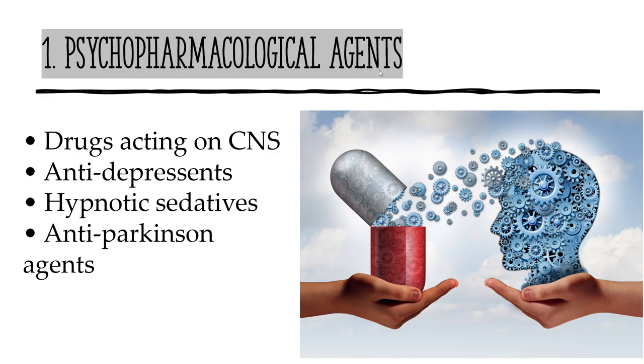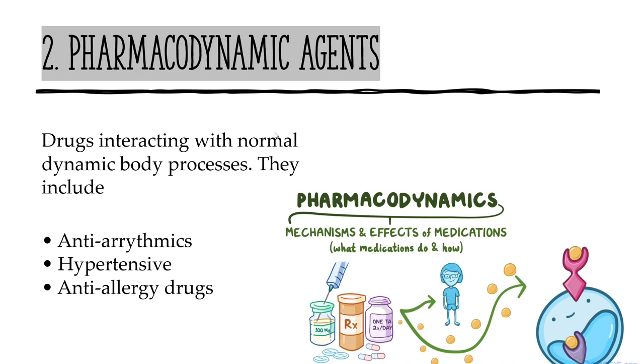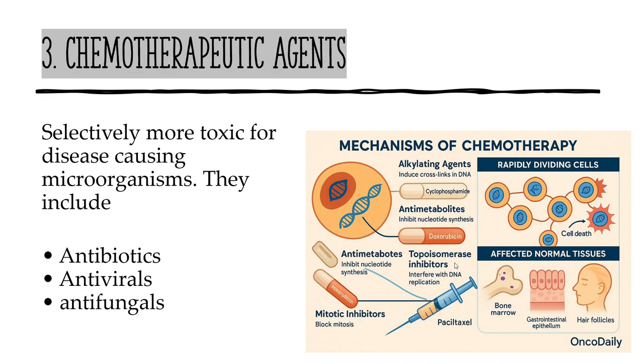Psychopharmacological agents include the drugs that act on the CNS, such as antidepressants, hypnotics, sedatives and anti-Parkinson agents. The pharmacodynamic agents are the drugs interacting with normal dynamic body processes. These include antiarrhythmic drugs, antihypertensive drugs, anti-allergy drugs, and this is the pharmacodynamics that includes the mechanism and effects of medications, what medications do and how.